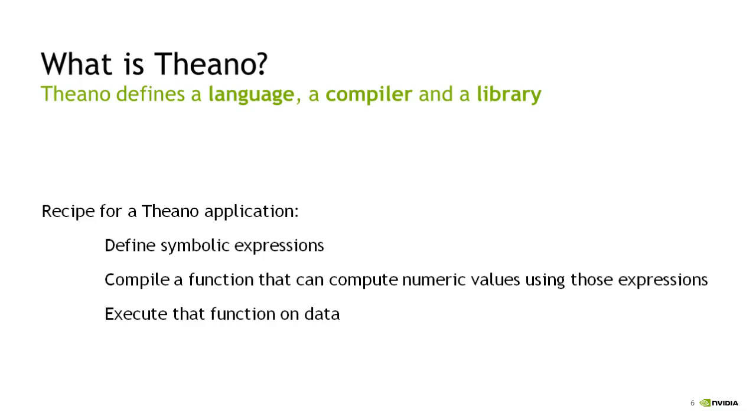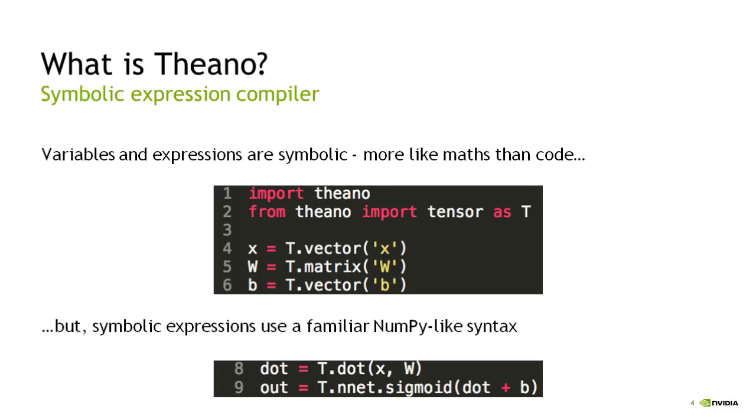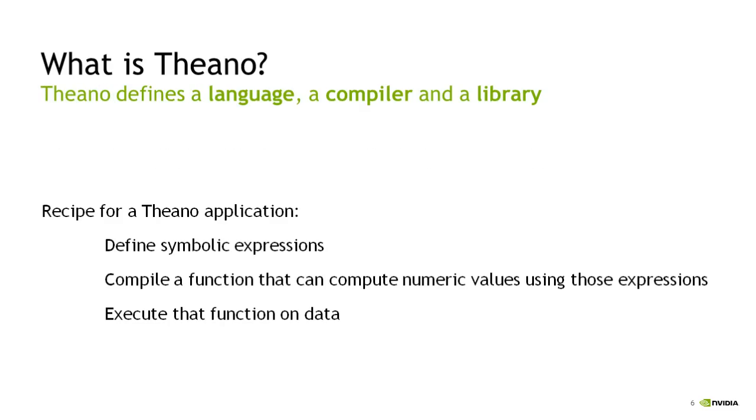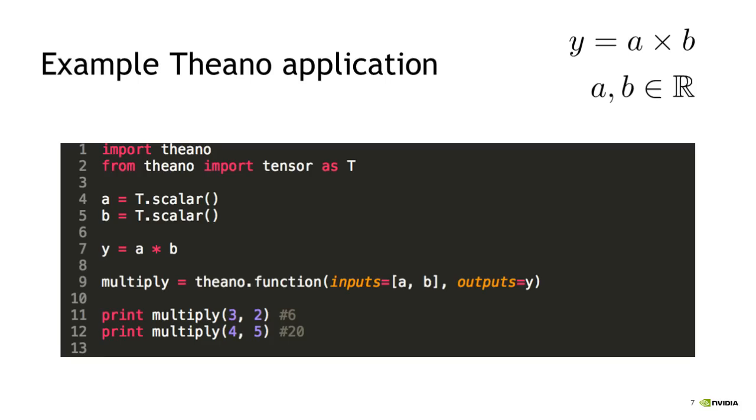So the basic recipe for building any application in Theano is that you define your symbolic expressions, the variables and expressions. You then compile a function that can compute numeric values using those expressions. Then you apply that function to data. So we'll start with a very simple example, but this is indicative of even the most complex neural networks.